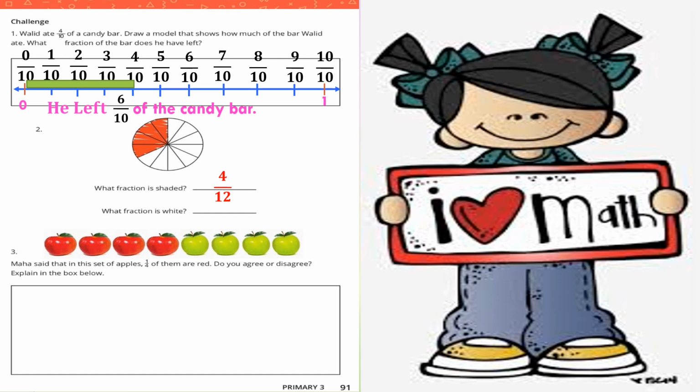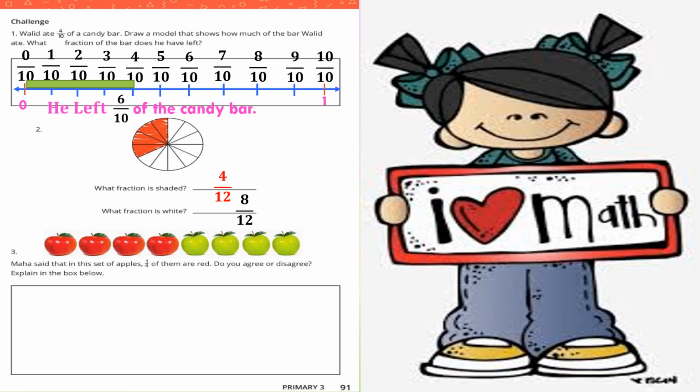Question number 2. What fraction is white? How many parts here are white? Let's count. It will be 8 white, out of the total of all parts, which is 12. The total parts do not change, 12. So the fraction here is 8 out of 12.